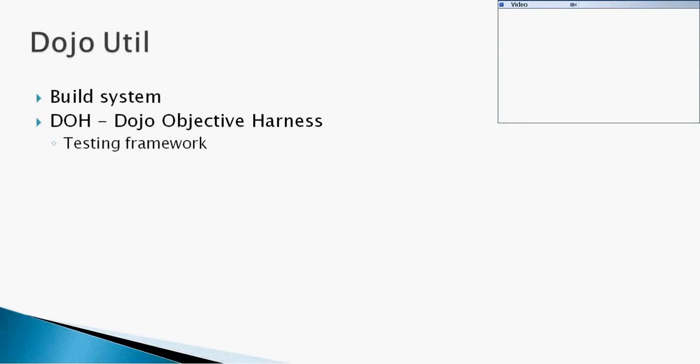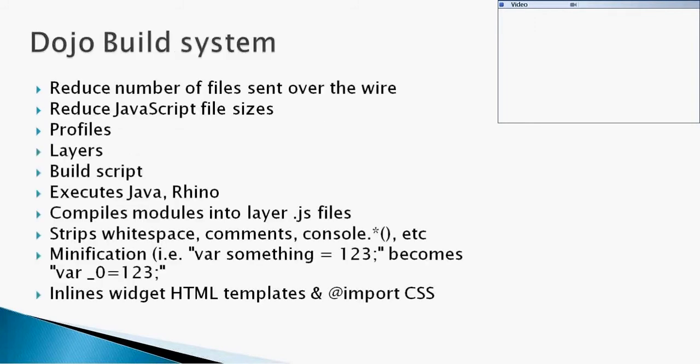Initially we talked about the build system. That is part of Dojo Util, along with some other utilities. A testing framework is there too, so if you want to write unit tests for your code, you can do that using this framework. Let's talk very briefly about the build system, because it's quite big.